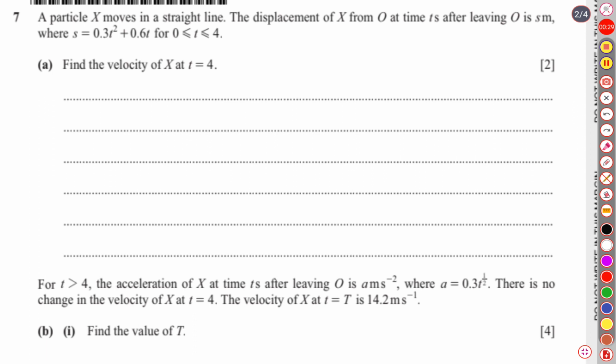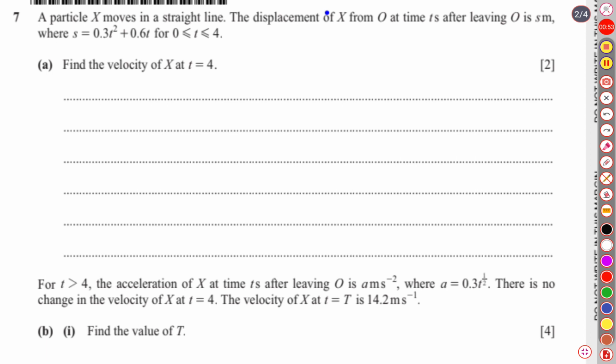It says a particle x moves in a straight line. The displacement of x from O at time t seconds after leaving O is s meters, where s is equal to 0.3t squared plus 0.6t for 0 until 4 seconds. Find the velocity of x at t equal to 4.